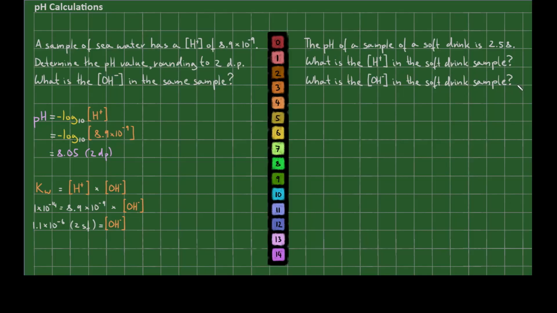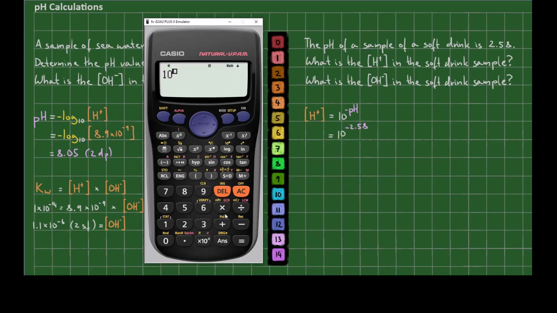In order to solve for the hydrogen ion concentration, we need a slightly modified version of the pH formula. And here it is. The hydrogen ion concentration equals 10 raised to the negative pH. All I need to do now is substitute. 10 raised to the power of -2.58 gives me 0.00263 and so on. I'm going to round it to 2 significant figures.